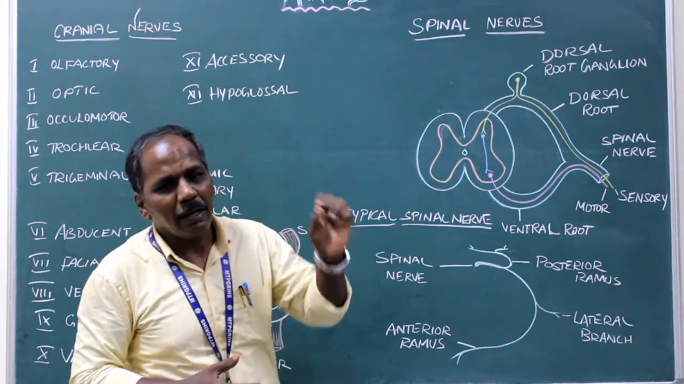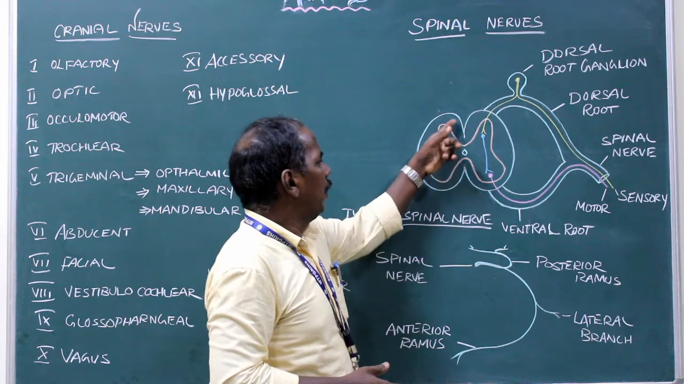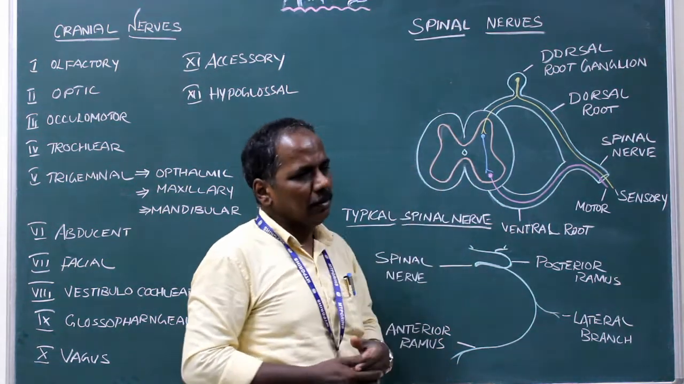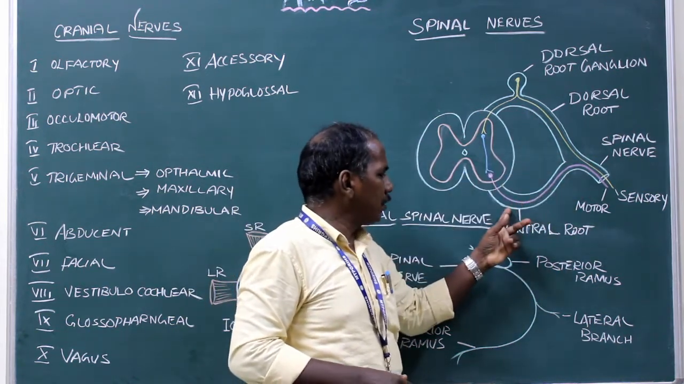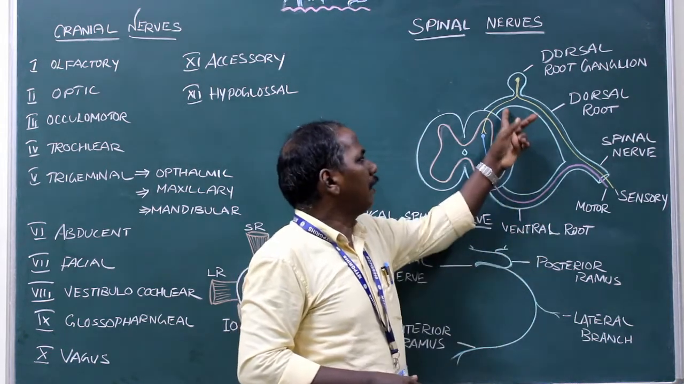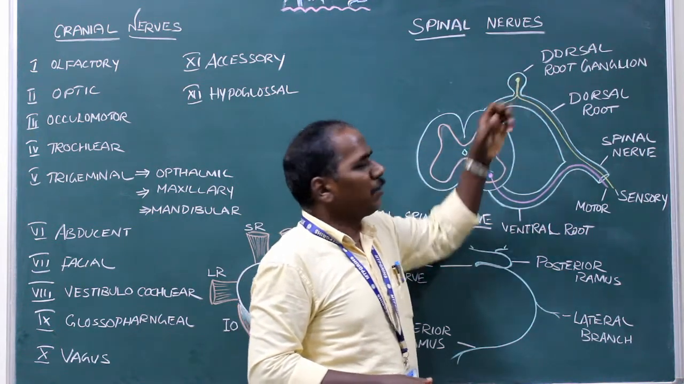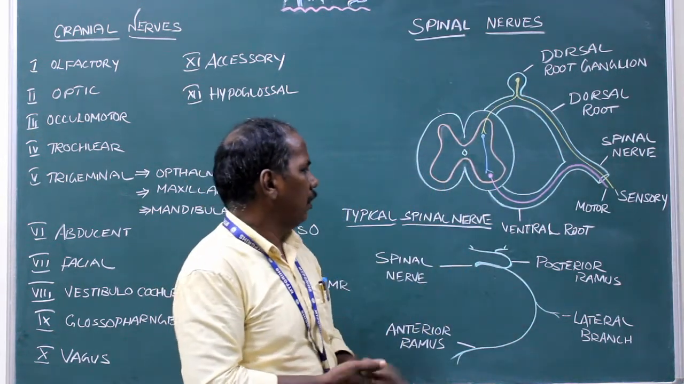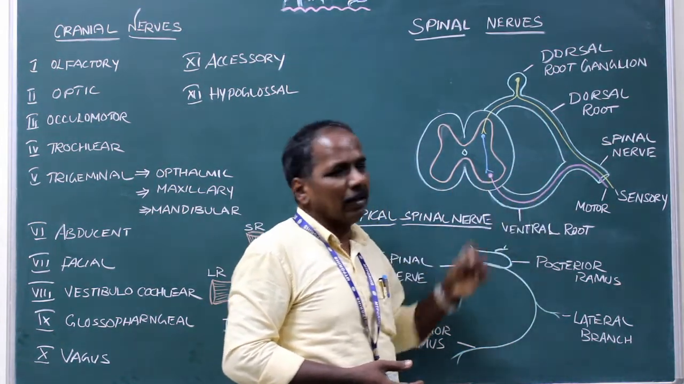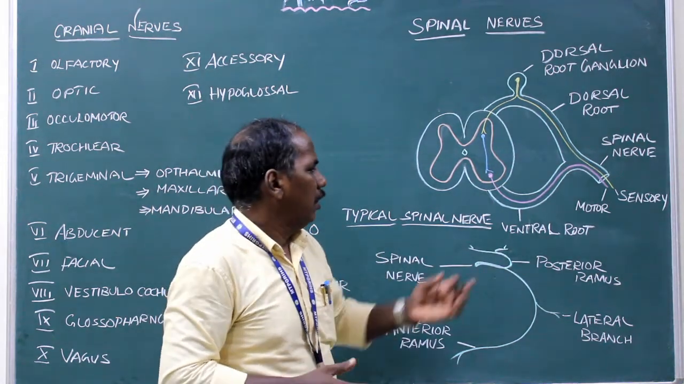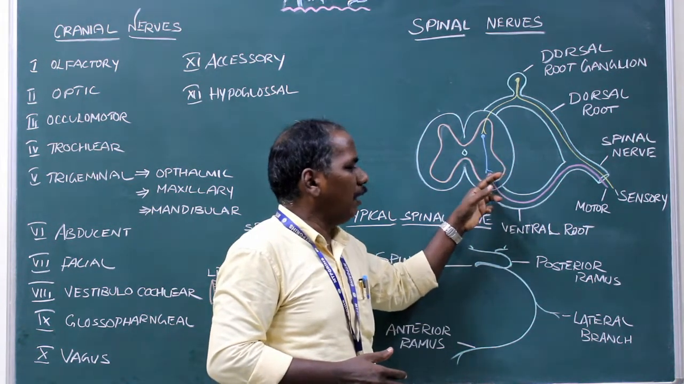So let us see how a spinal nerve is formed. This is the spinal cord. You have inner grey matter, outer white matter and a central canal. The spinal cord has two roots: the ventral root and the dorsal root. There is a ganglion present in the dorsal root known as the dorsal root ganglion. The ventral root contains axons arising from the motor neurons present in the anterior grey column.